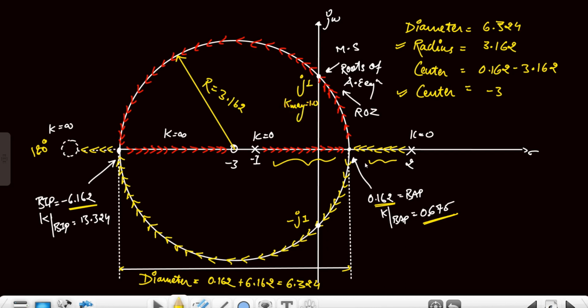So the value of k from 0.675 to 1 gives complex conjugate poles, but on the right hand side of the S plane. So this represents the negative underdamped system. Then from k equal to 1 to 13.324, these are again complex conjugate poles, but on the negative side of the S plane, which represents the underdamped system, which is stable. The earlier system is unstable because the roots are lying on the right hand side of the S plane.